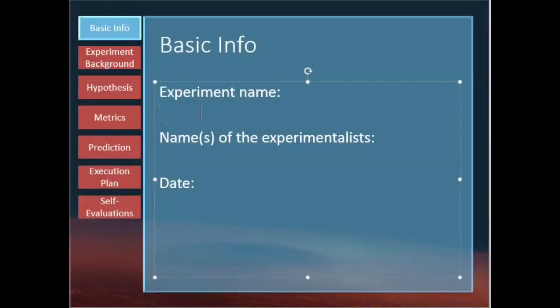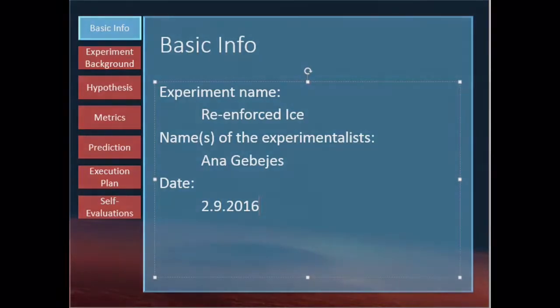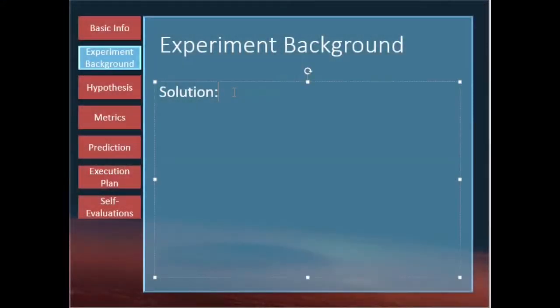In the basic info section, first I should write the name of the experiment. I will call it the reinforced ice experiment. I will put my name as I'm the one who is doing the design and the date when I fill in this document. The next section is experiment background.